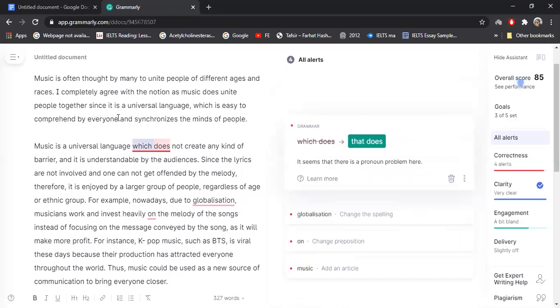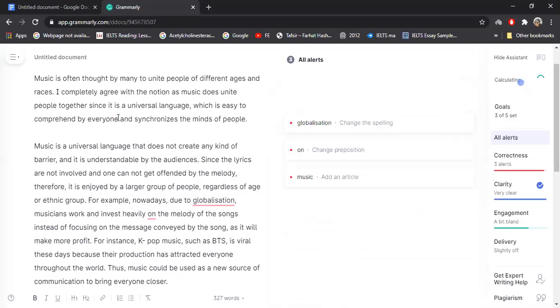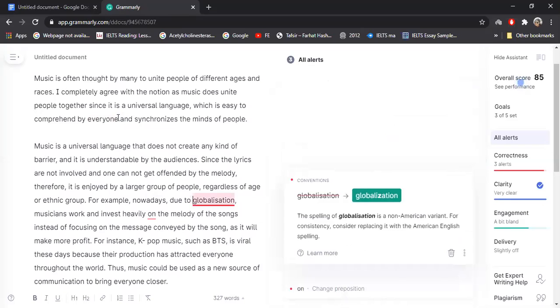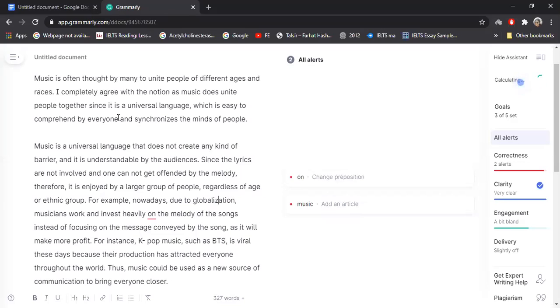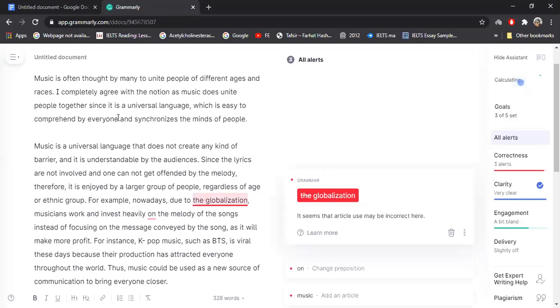Anyway. I write which a lot. I don't know why. Every time Grammarly tells me to change my which to that. And even in my IELTS essay, when I got 7 bands, I also did that. After writing the entire essay, I changed so many which to that. Okay. So globalization, they're saying write Z. Due to the globalization. There should be a the. One the. Haha, they're saying erase it.